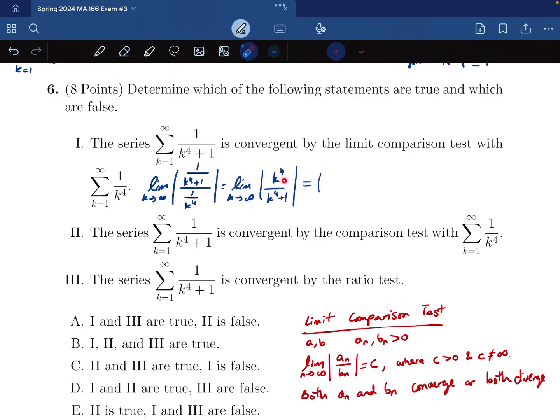So in this case, k to the power of 4 is one polynomial, k to the power of 4 plus 1 is the other polynomial. All that matters is the term with the highest degree. So k to the power of 4 is the highest degree term on top, and k to the power of 4 is the highest degree term on the bottom. The ratio of k to the power of 4 over k to the power of 4 is just 1, which is why our limit is equal to 1. You can also use L'Hopital's rule to show that, but this is faster.